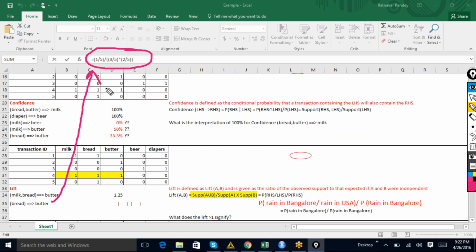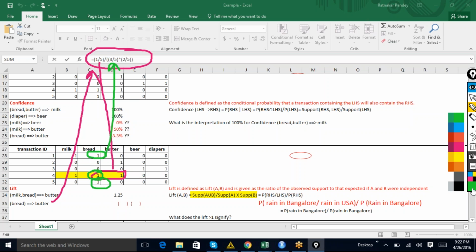Support of A union B is how many times bread and butter have been bought together. There is just one case where bread and butter have been bought together. So that gives me the numerator, which is 1 divided by 5. Then I'm looking at how many times bread has been bought. Let me use a different color here. Bread has been bought 1, 2, 3, so in 3 cases. That gives me the next parameter, which is 3 by 5.